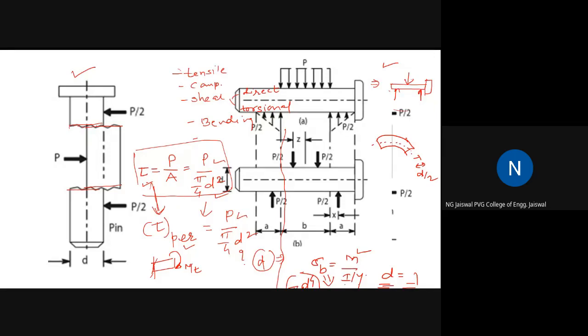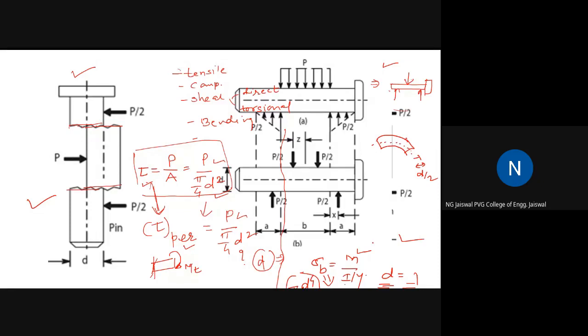It means one component can undergo two types of failures in the same application. You can anticipate one failure in shear, and you can also anticipate a failure of the same pin in the same application under bending. This is quite possible. In one application, under the action of only one direction of force, the component under consideration can undergo two types of failures, and you have to design the pin so that it will not fail under shear and will not fail under bending.